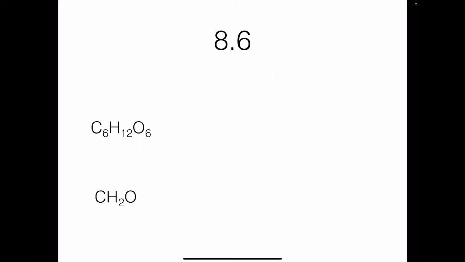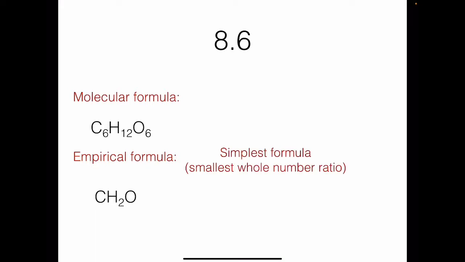Now we have 2 formulas here. One of these is what's known as an empirical formula, and one of them is what's known as a molecular formula. The empirical formula is the one on the bottom. It is the one in lowest terms. The molecular formula is the actual formula. So empirical is the simplest formula, the smallest whole number ratio. That can represent multiple molecular formulas because multiple molecular formulas might have the same ratio.